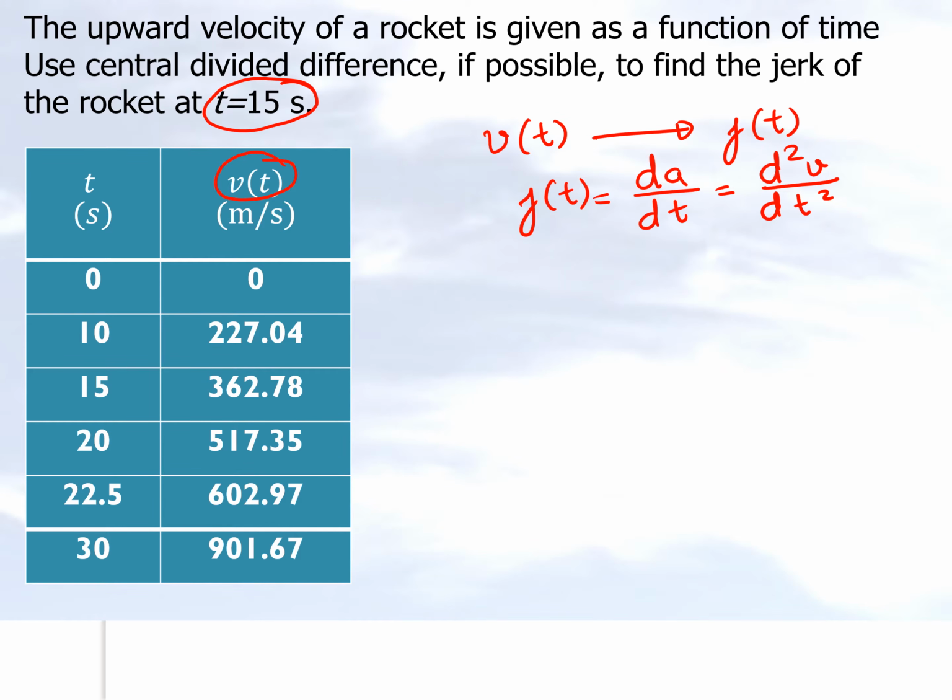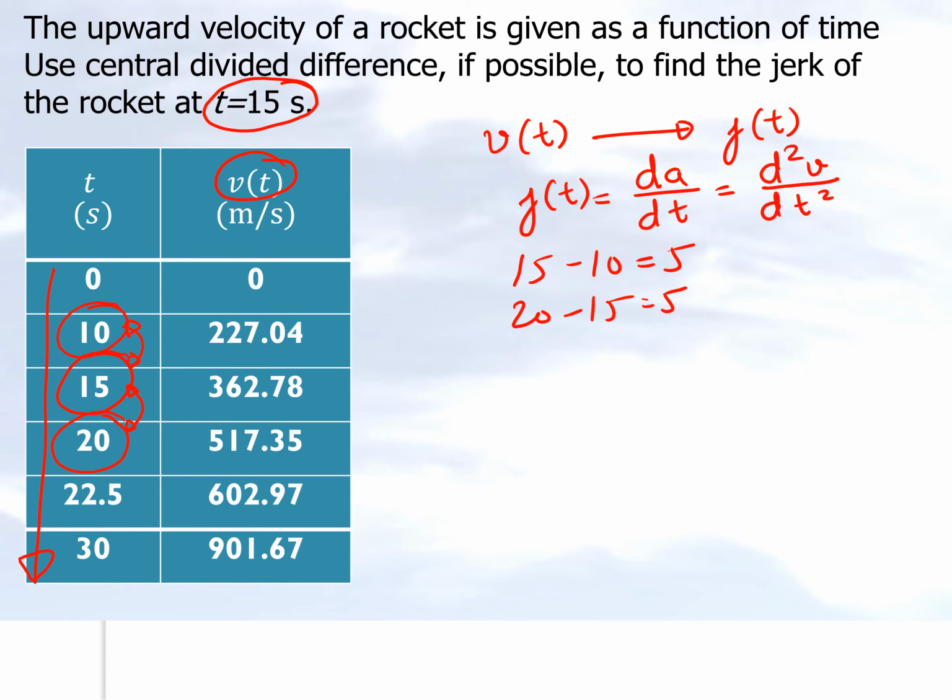Now first, we are given these data points in ascending order, so we don't need to sort them out. And then let's see, we have 15 as where we want to find the jerk. So what we have to figure out is whether we have a point behind and a point ahead, which we do. 10 is a point behind and 20 is in front of it. But then we also have to see whether the distance between these two points is the same as the distance between these two points, which it does seem to be, because 15 minus 10 is 5 and 20 minus 15 is 5.